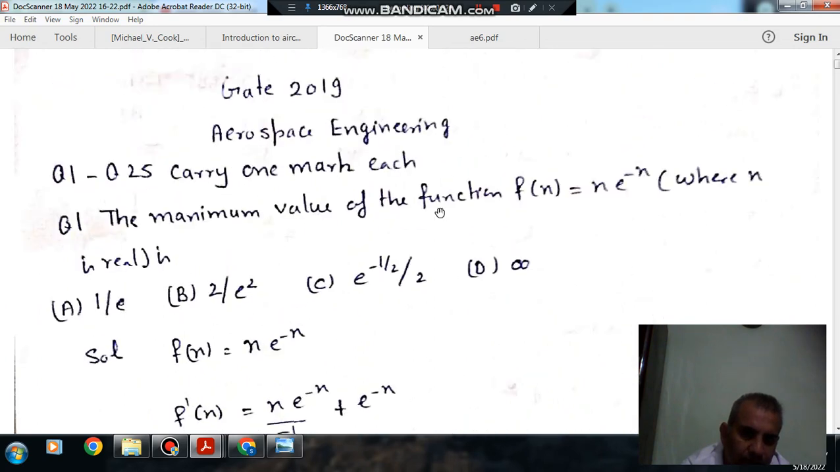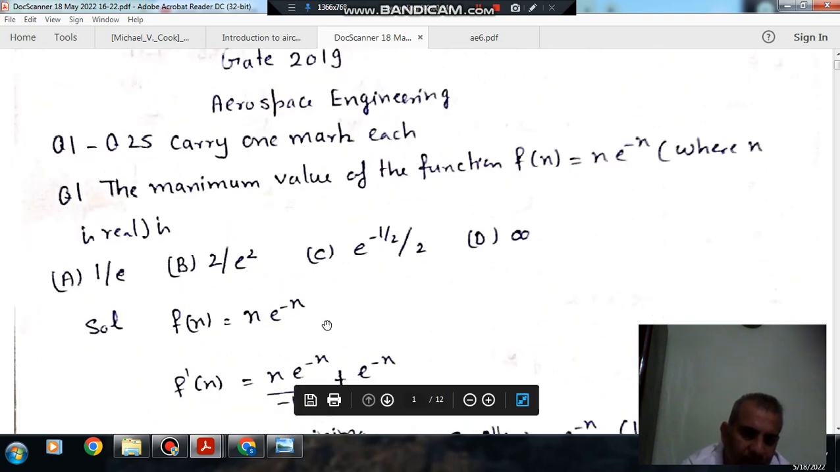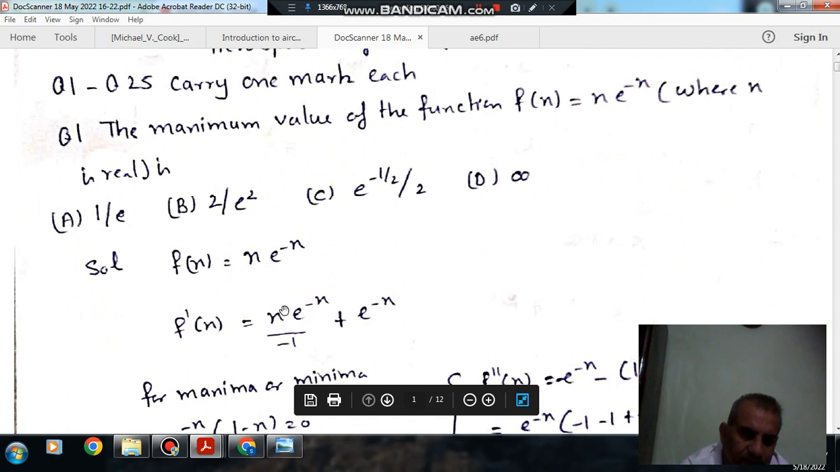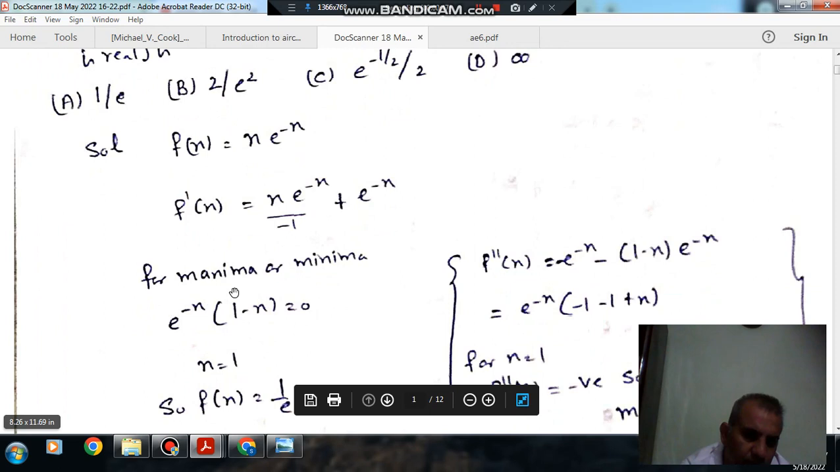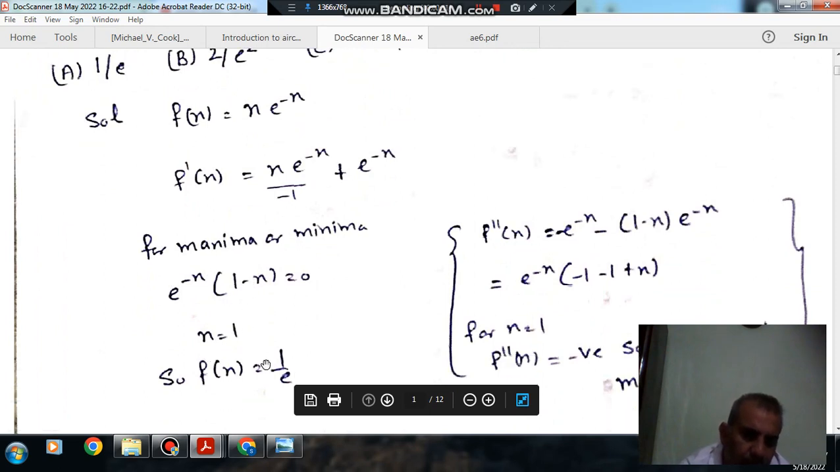So f(x) is x e^(-x), and f'(x) is x e^(-x) times minus 1, plus e^(-x). If we differentiate it, then it will be this. To find the maximum and minimum, we will put it equal to 0 and find the value of x. So x is 1 and f(x) is 1/e.